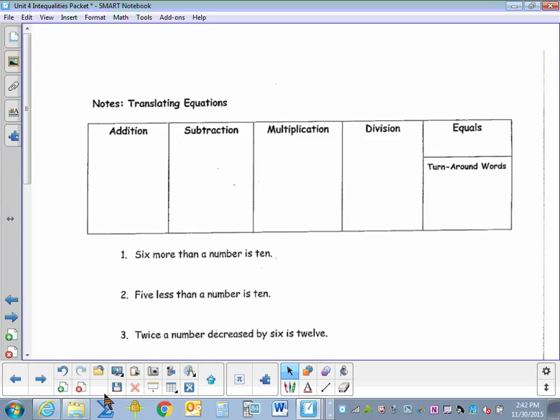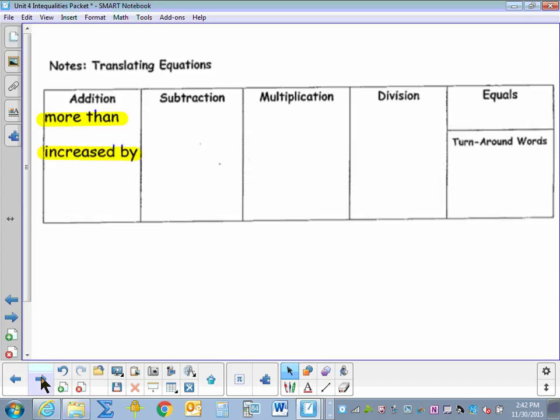Today we'll be translating equations. Before we get started, we'll identify some words to indicate addition, subtraction, multiplication, division, equals, and what we call a turnaround word. For addition, we can represent the property of addition with the phrase more than. We can also use the words increased by.